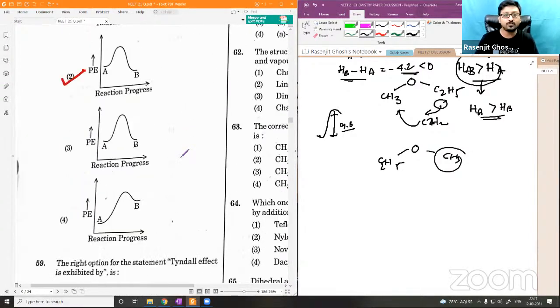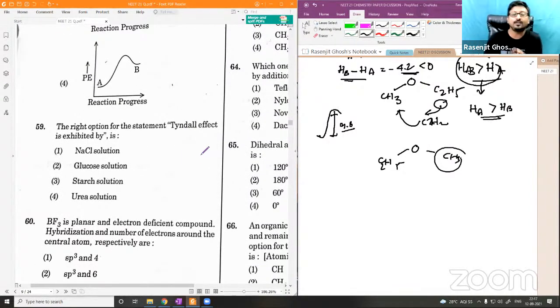Right. Next one. The right option for the statement of the Tyndall effect is exhibited by which solution? First of all, the Tyndall effect is exhibited by a colloidal solution. So you have to find out which of the solutions forms a colloid. And the answer, all of you know, it's very simple. This is a salt solution? The glucose solution, no. Urea solution, no. The correct answer is a starch solution. A starch solution always forms a colloidal solution you can make, and it will show definitely the Tyndall effect.